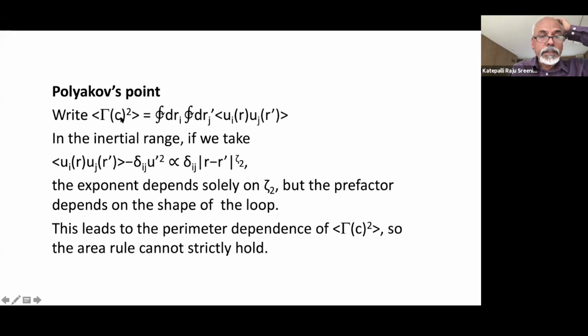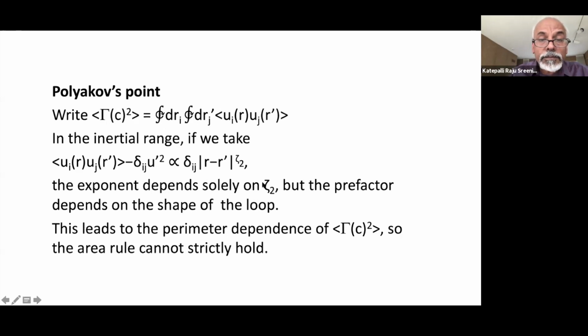Suppose I write gamma_C squared, that is the circulation, in terms of the correlation function, which is easy to write. And in the inertial range, let's say it follows the second order structure function that we know about, which I spoke of generally. Then you can compute this whole thing, which turns out to be a certain number sitting in front times r to the power zeta_2, where r is the linear dimension of this contour C.